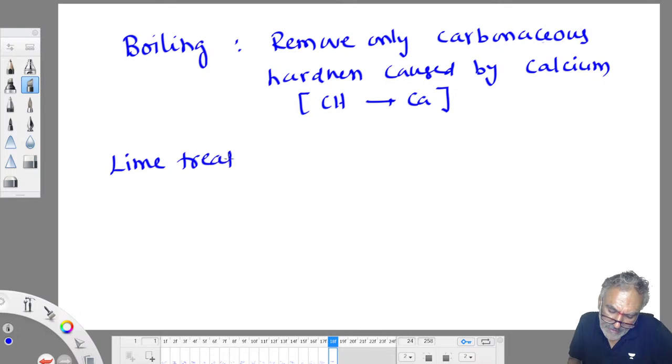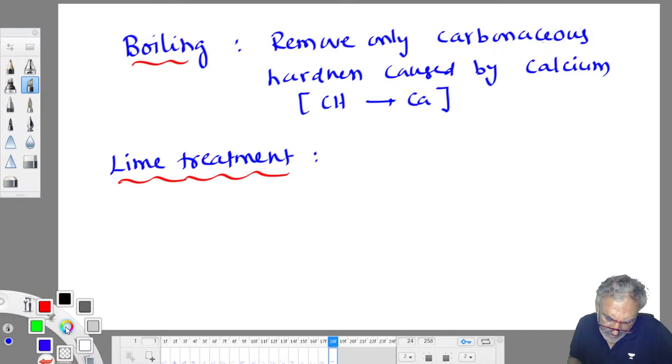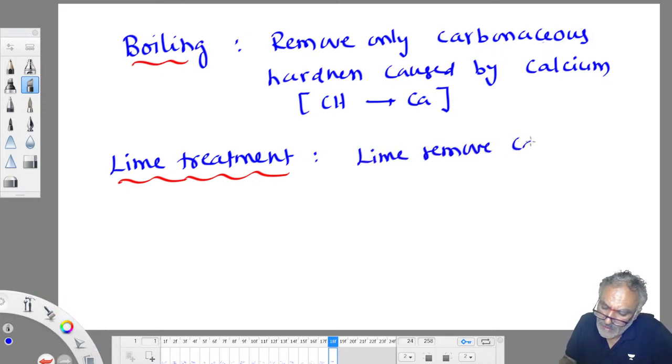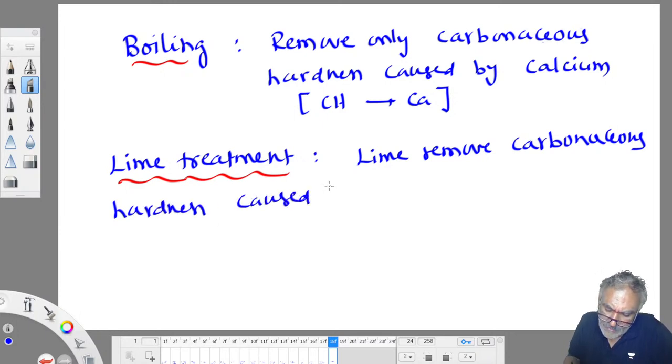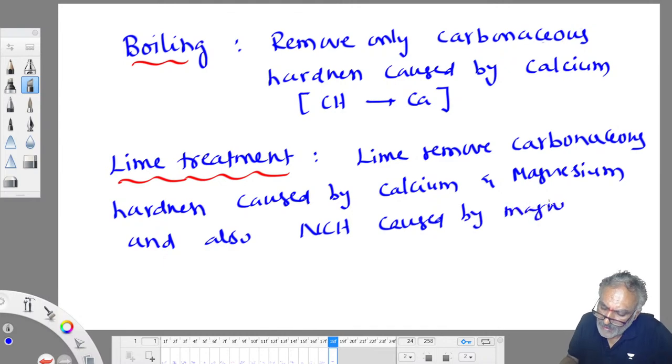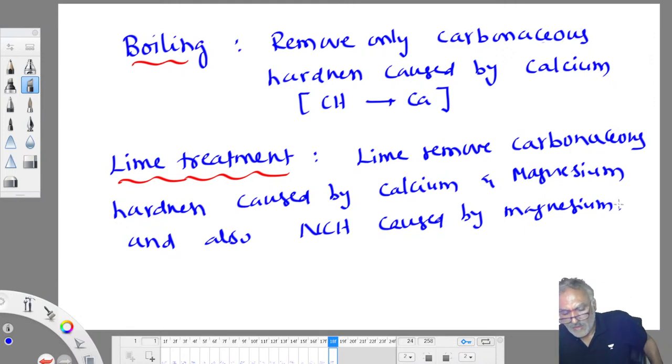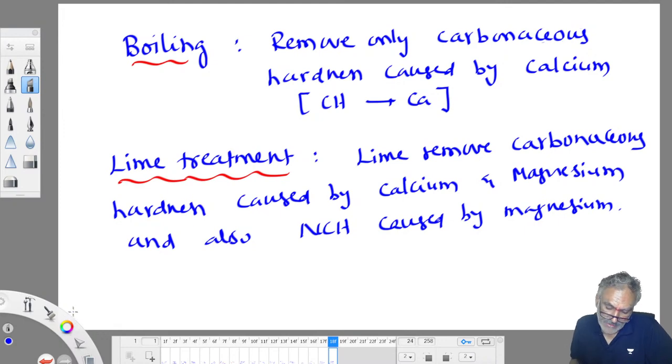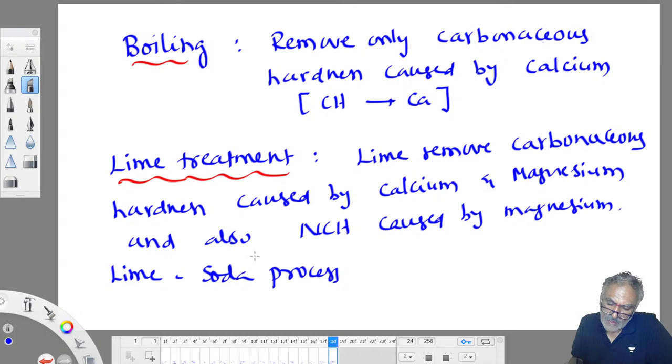Lime treatment. So lime removes carbonaceous hardness caused by calcium and magnesium, and also non-carbonaceous hardness caused by magnesium. Okay? But it doesn't remove non-carbonaceous hardness caused by calcium. So therefore, to improve that portion, we use lime soda process. NCH means non-carbonaceous hardness. Understood, no?